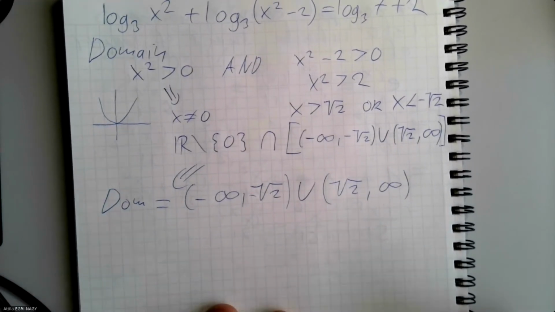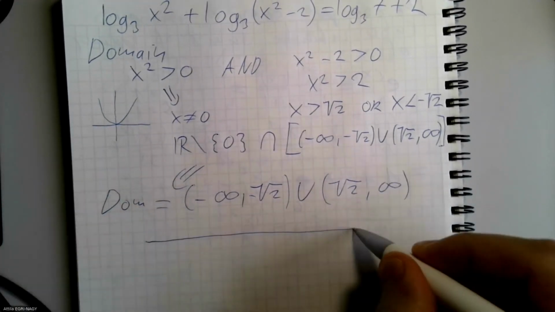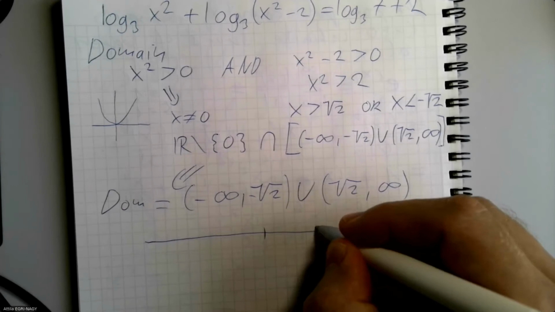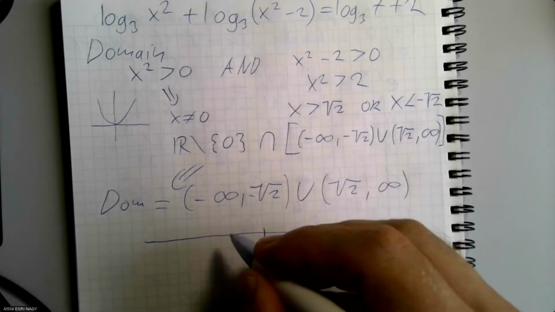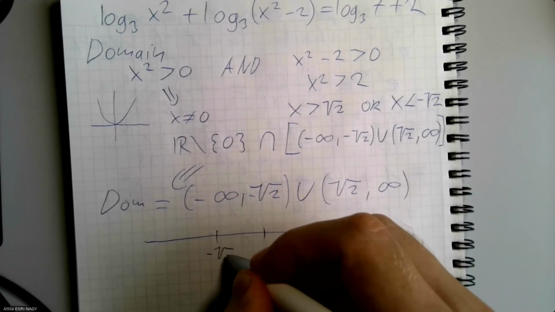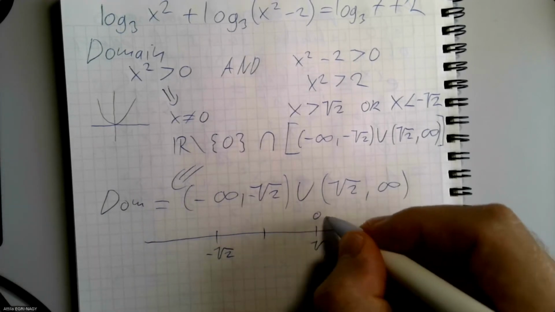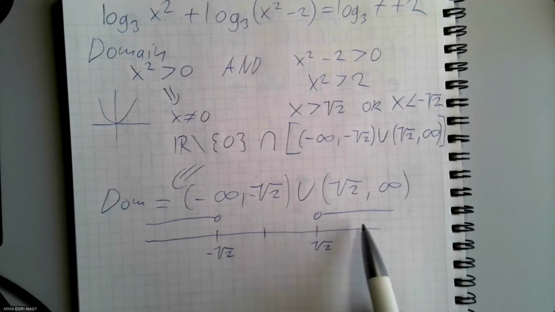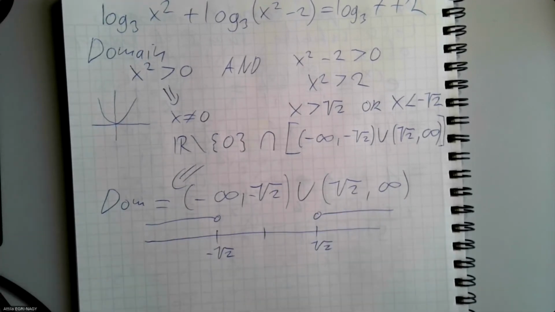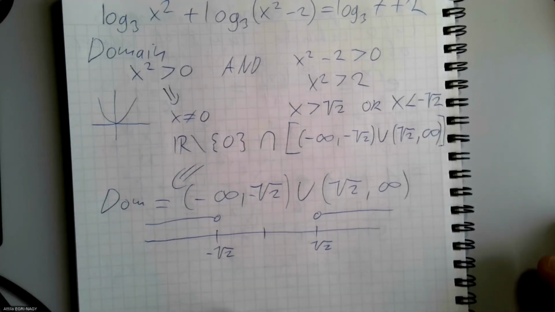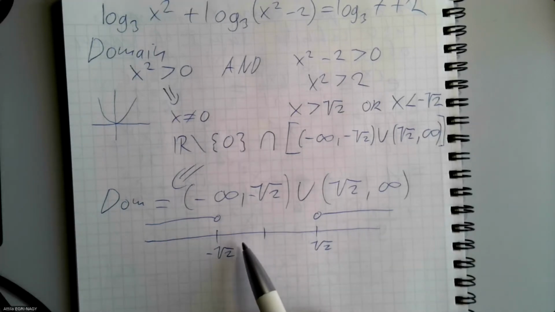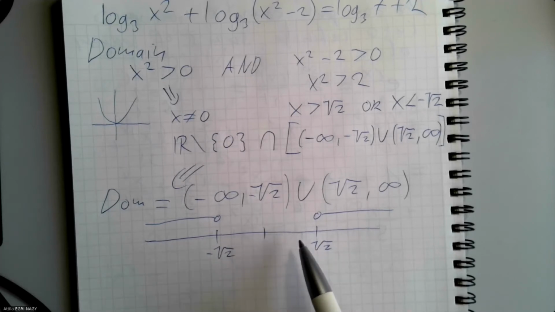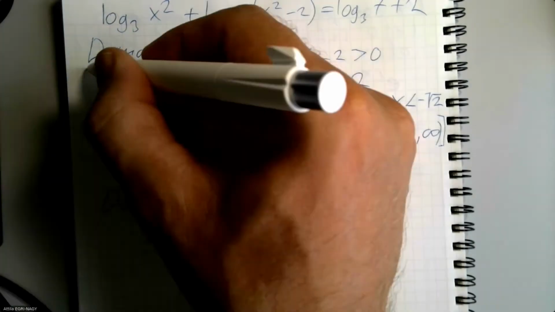Okay, if you want to be more visual, then you can draw this diagram. Okay, so these are the possible solutions for this equation. These are not the solutions yet, but if we get something from here, then we know that's not a solution. Okay, so we did the domain.